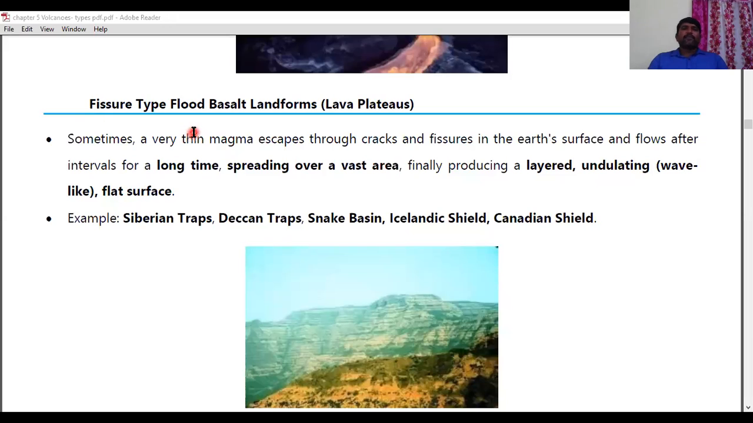The next is a fissure type flood basaltic lava landforms or lava plateaus. At times, a very thin magma escapes through cracks and fissures onto the Earth's surface and flows after intervals for a long time, spreading over a vast area as lava, finally producing layered, undulating, that is, wavy-like structures and flat surfaces. For example, the Siberian Traps, the Deccan Traps in India, Snake Basin in America, Icelandic shield and Canadian shield are the best examples of the fissure type of eruption volcanic or lava plateaus.